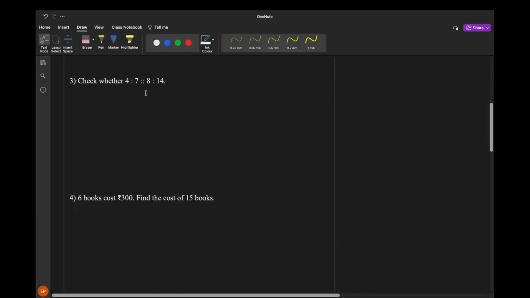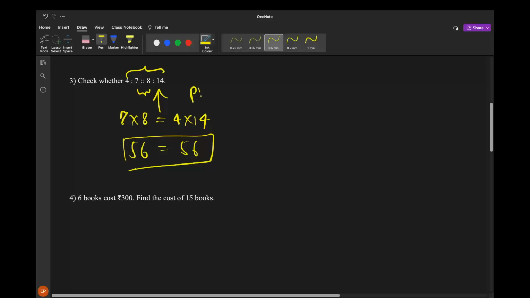Check whether 4 is to 7 is in proportion to 8 is to 14. As we discussed in earlier videos, to check whether given ratios are in proportion, we'll multiply mean terms and extreme terms and equate them. What are mean terms? 7 into 8. What are extreme terms? 4 into 14. Just check it. 7 8s are 56. 14 4s are 56. Means the given ratios are in proportion. Proportion means two ratios, this is one ratio, this is one ratio, both are equivalent ratios. That's it.